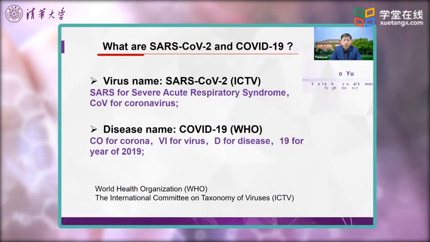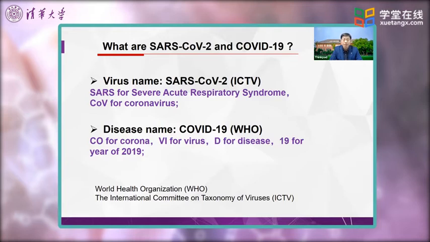First, let's learn two terms: what are SARS-CoV-2 and COVID-19. SARS-CoV-2 is a virus name. It is named by ICTV. SARS means Severe Acute Respiratory Syndrome. CoV means coronavirus.